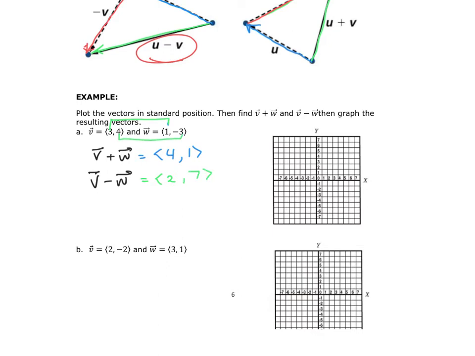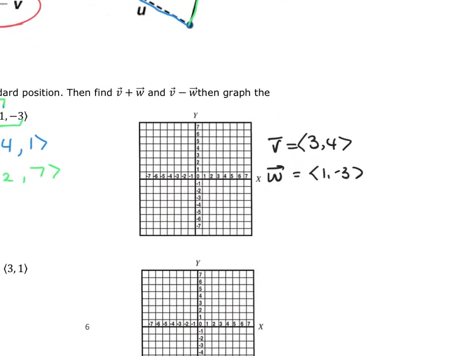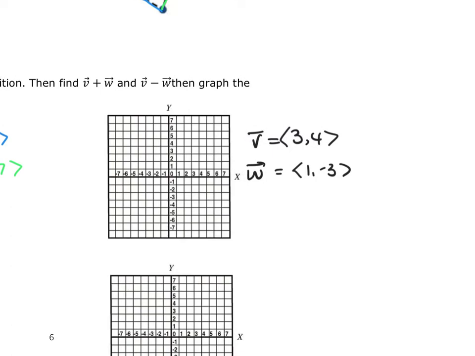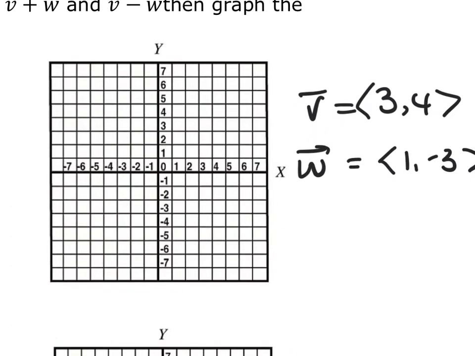Now I'm going to do this geometrically as well. So I'm going to write these over here so I don't have to keep scrolling back and forth, because I do want to zoom in. So there's my v, and here's my w. Let's zoom in on this so I can do the addition and subtraction. I'm going to start with my v vector. I'm going to go 3 in the x direction, and 4 in the y direction, 1, 2, 3, 4. So here is my first vector.